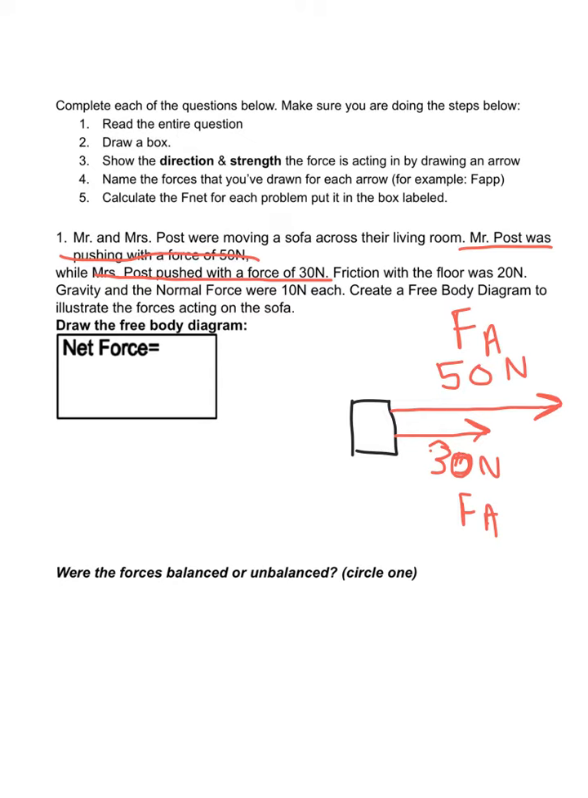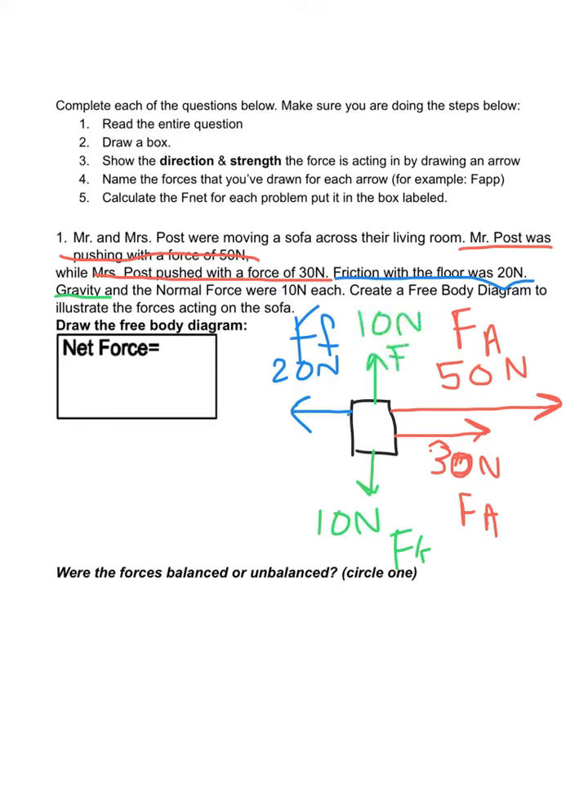Then it says friction with the floor is 20 newtons, and friction always goes opposite the force applied. So that's 20 newtons force of friction. Gravity and the normal force are 10 newtons each. Gravity pulls down. There's 10 newtons. Force of gravity, normal force counters that. Force normal.